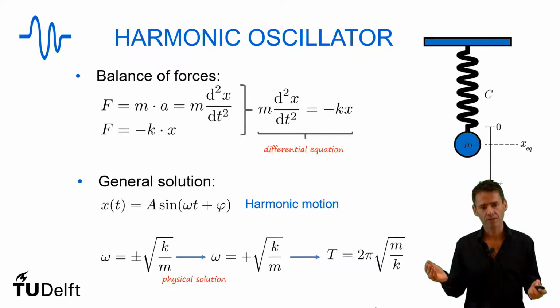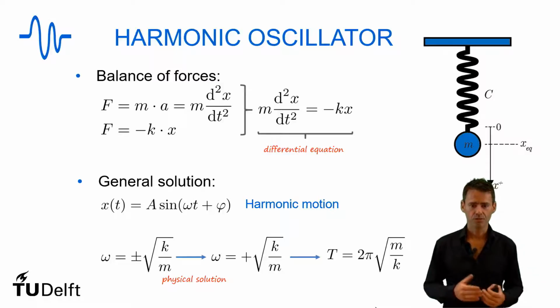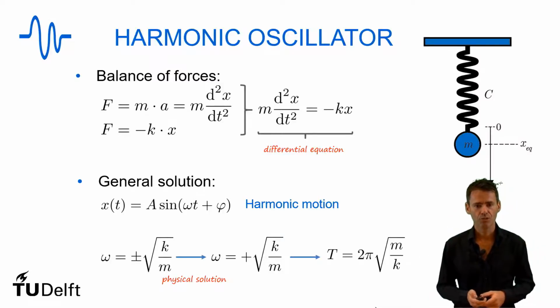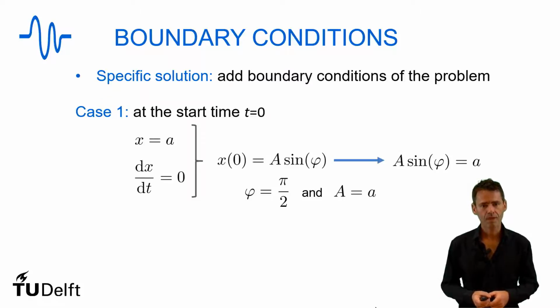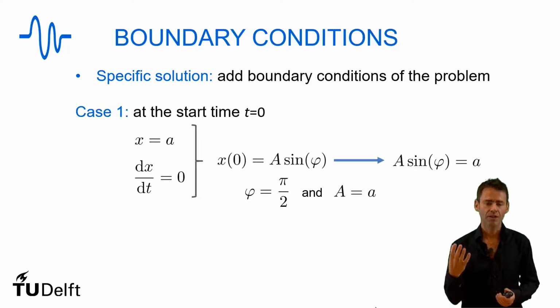Now we have found the value for omega, but what are phi and A? These are not so easy to find. For this, we have to specify the boundary conditions of this problem, and then we can find the most general solution. So let's assume first that we start by extending this spring by a distance a from equilibrium, and we release it without giving it any velocity.